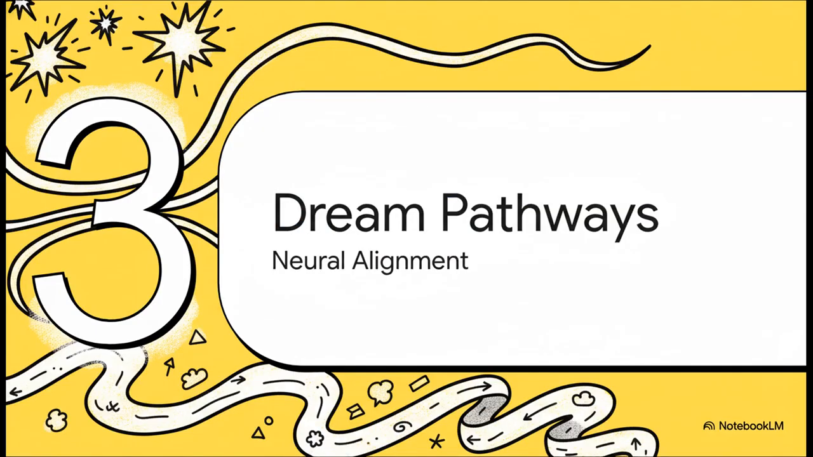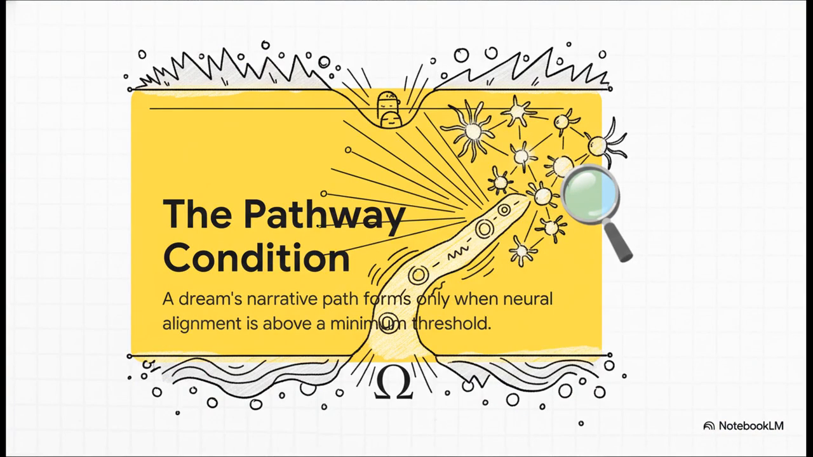Okay, let's move on to the wiring. A dream isn't just a big blast of energy, right? It's a story, and it follows a very specific pathway. So the question is, how does that pathway even get created? You could think of it like this. A dream story can only travel down a path where all the neurons are in perfect alignment. This means the balance between the go signals and the stop signals is just right, and all the neurons are firing in sync, ready to pass that message along.